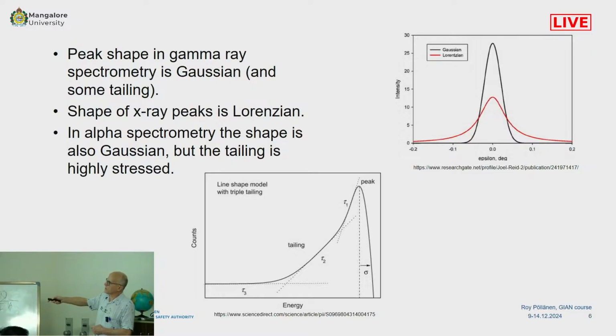In alpha spectrometry, the shape is in fact same, the main shape. However, there is notable tailing. In this case, there are 3 tails. This one here, it's a tail number 1, goes rapidly down to the 0. T2 goes slower, and this tail, if it will be taken into account, it goes very slowly to 0.